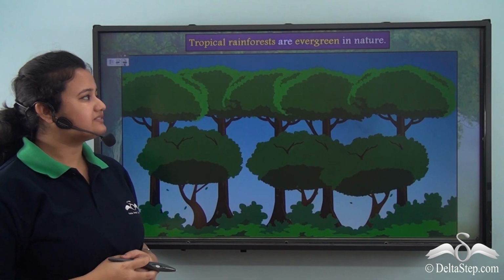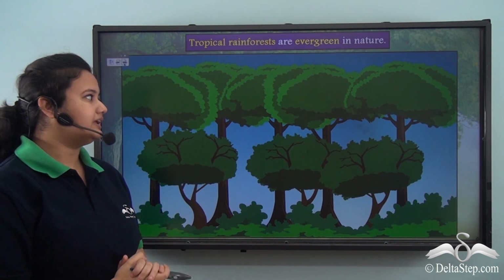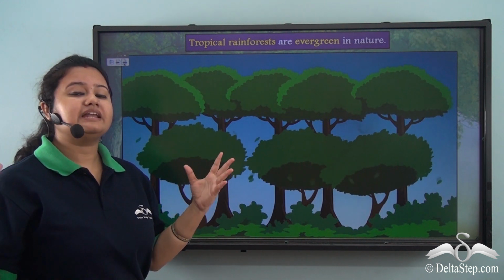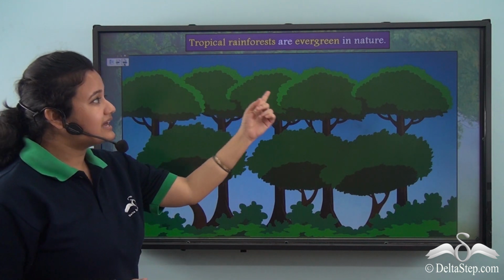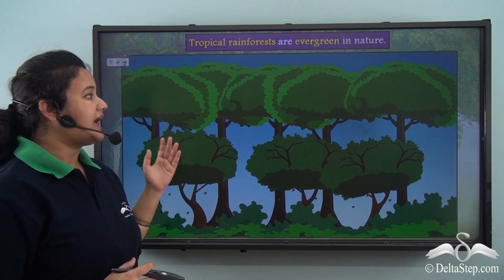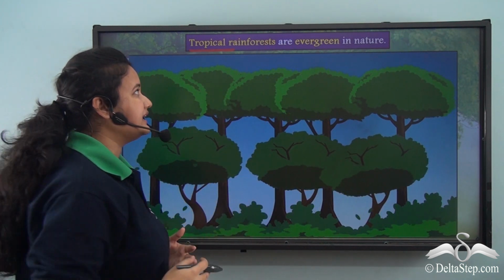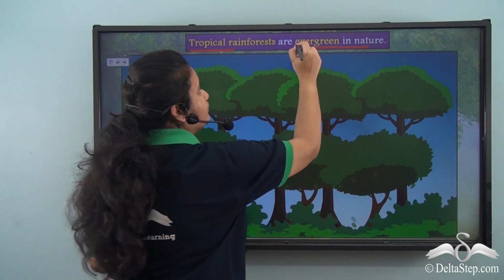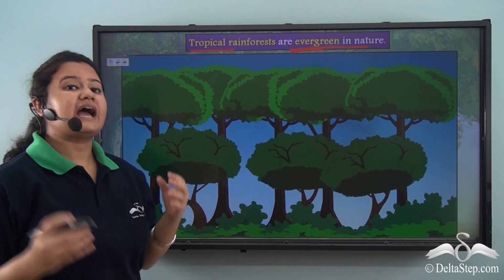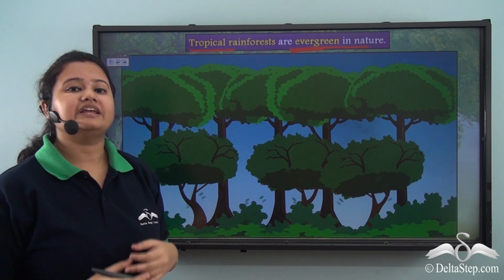Well, if you look at these rainforests, then you will find that they always appear to be dark green in color. This is because these trees do not shed all their leaves at once. In fact, when some trees shed their leaves, others grow in size, as we can see in this video. And therefore, tropical rainforests always appear to be green and they are evergreen in nature. So, the word evergreen stands for always green. So, we found that an important characteristic of tropical rainforest is that they are evergreen in nature.